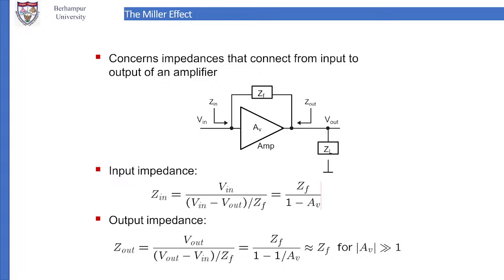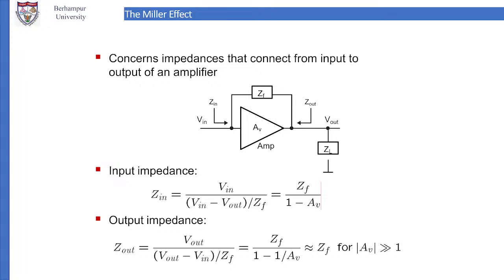Vin by (Vin minus Vout) by ZF. Now ZF is in the denominator of the denominator, therefore ZF goes to the numerator. So that will be Vin into ZF by Vin minus Vout. Then you divide the numerator and denominator by Vin. So it will be ZF by 1 minus Vout by Vin. Vout by Vin is the gain AV. So Zin is equal to ZF by 1 minus AV.